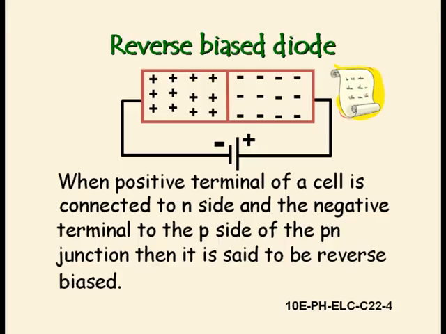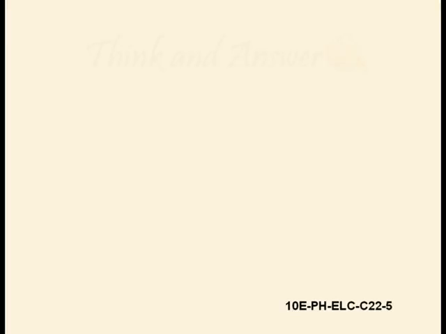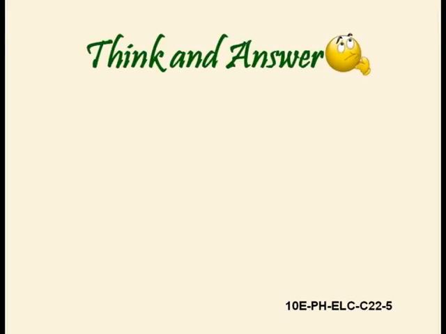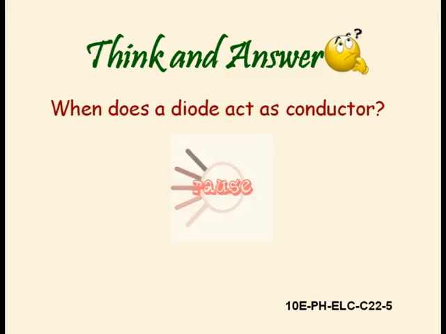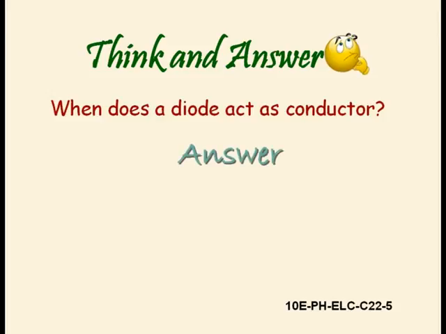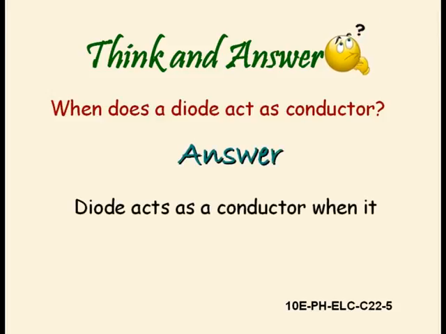Now it is time for testing. Answer these questions. Children, think and answer. When does a diode act as a conductor? Answer. Diode acts as a conductor when it is forward biased.